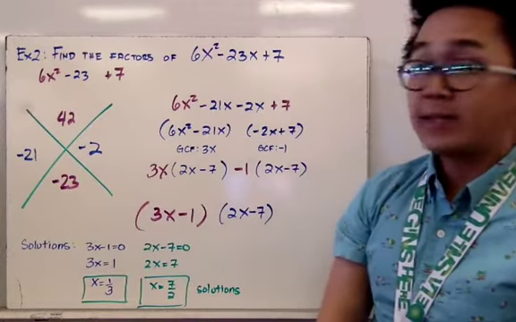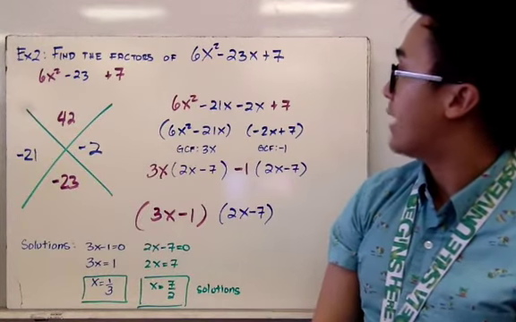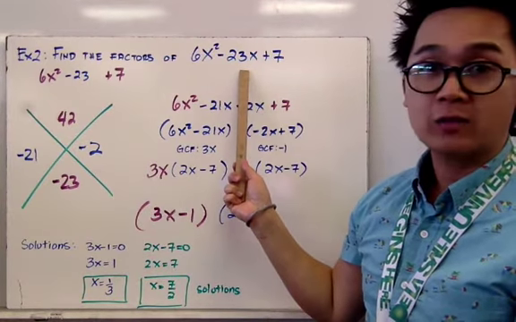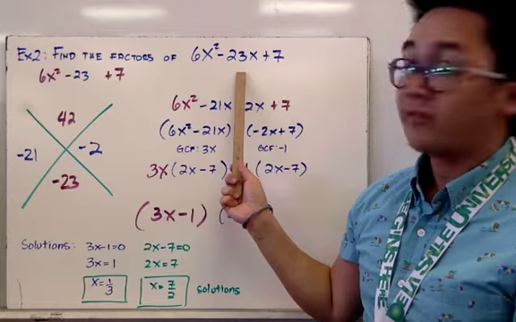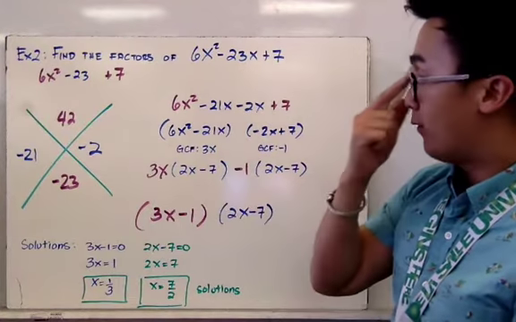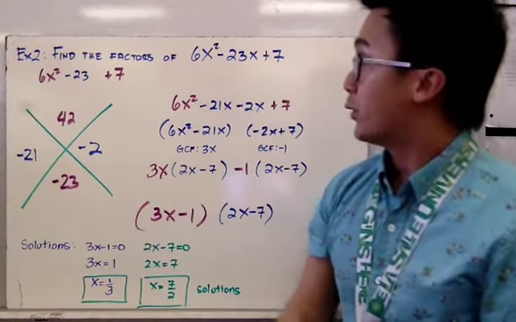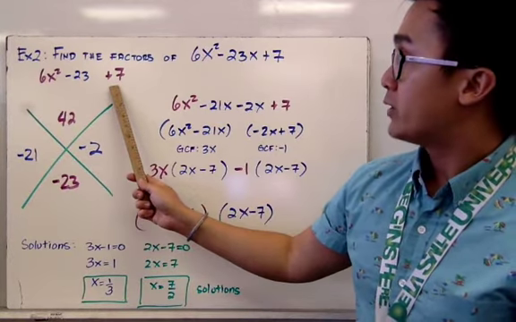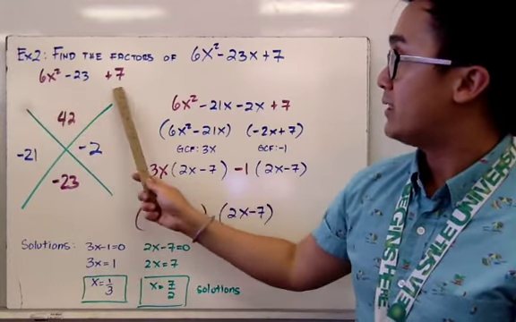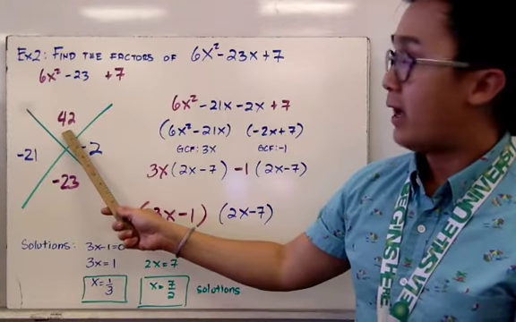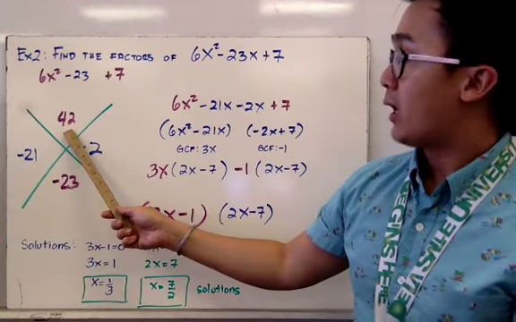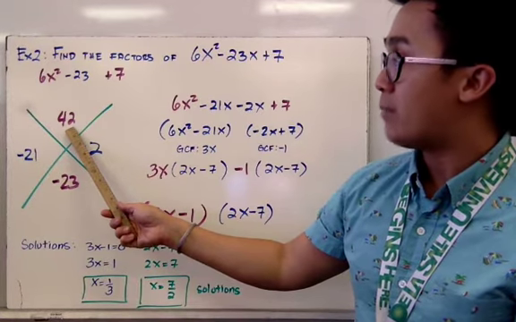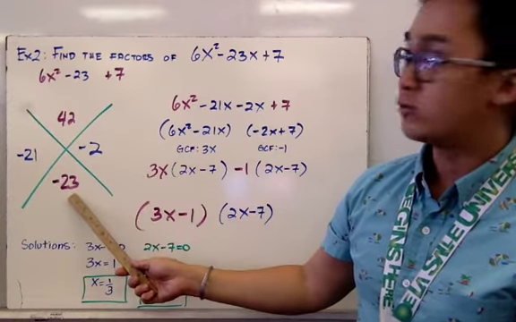Now for our second example, we have 6x squared minus 23x plus 7, and we're going to factor this out just like how we factored out the first example from our previous example. So 6x squared minus 23x plus 7, so multiply 6 and 7 and we'll have 42. And now we're going to look for factors of 42 that when we add them up will be equal to negative 23.